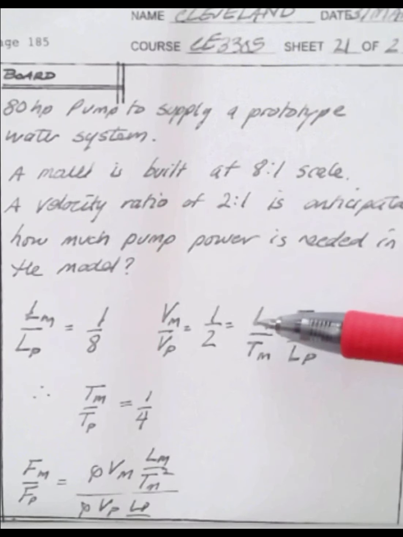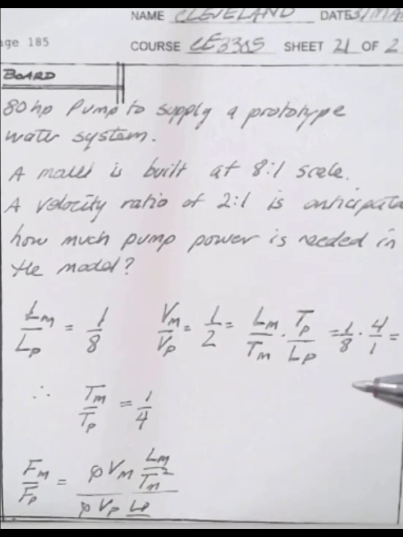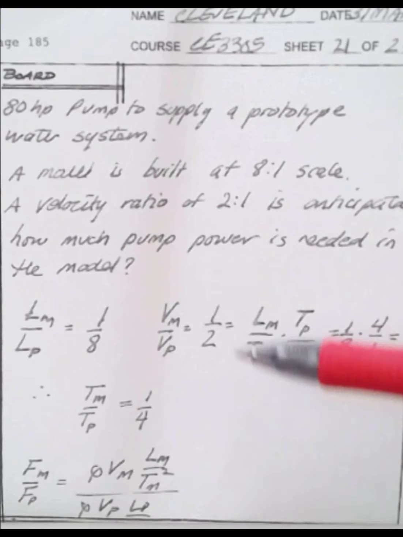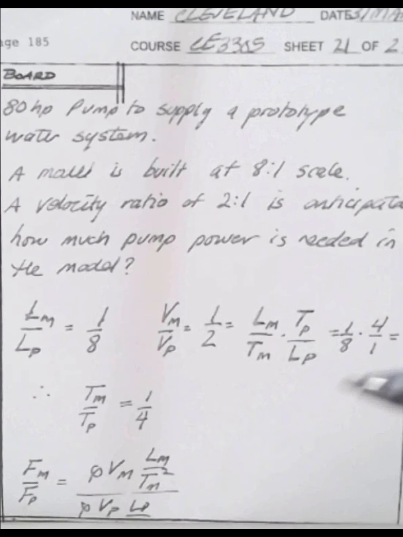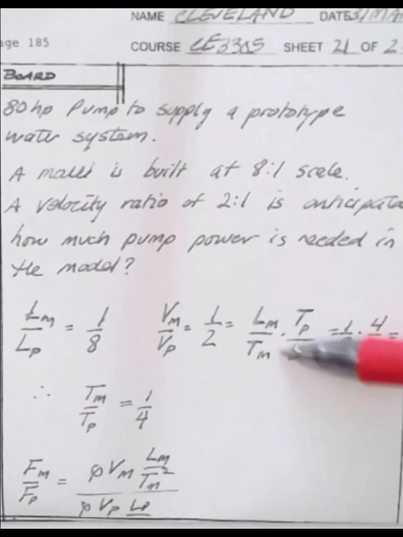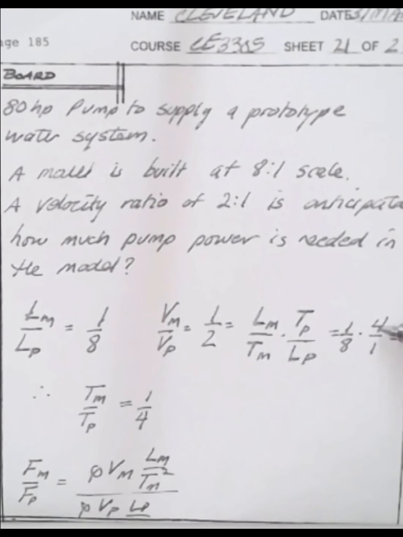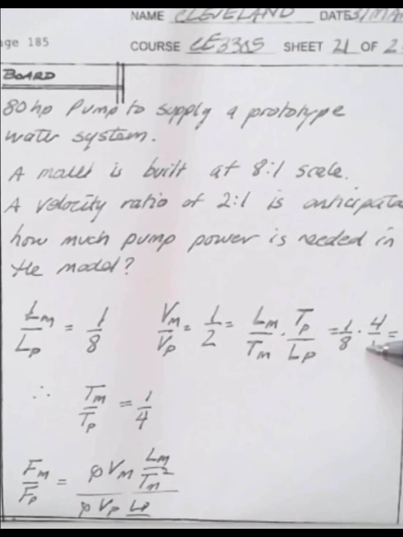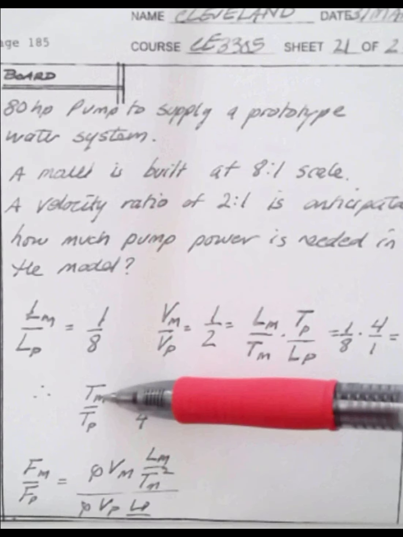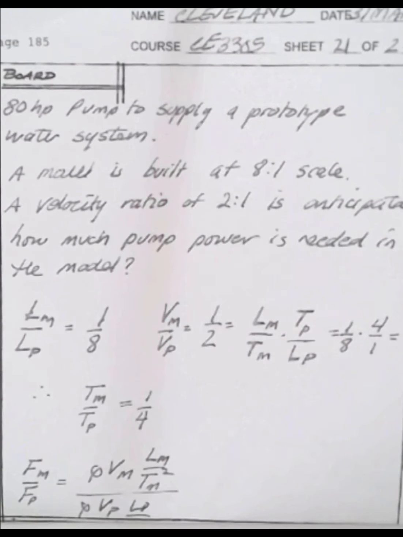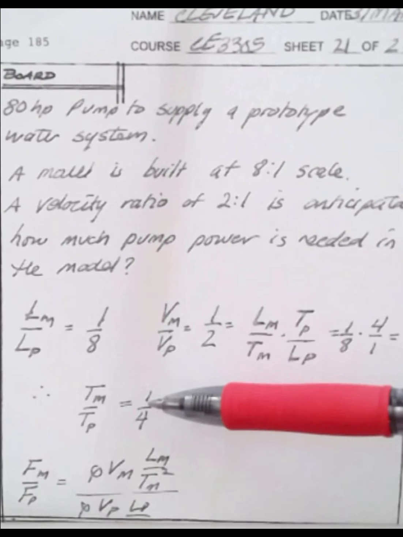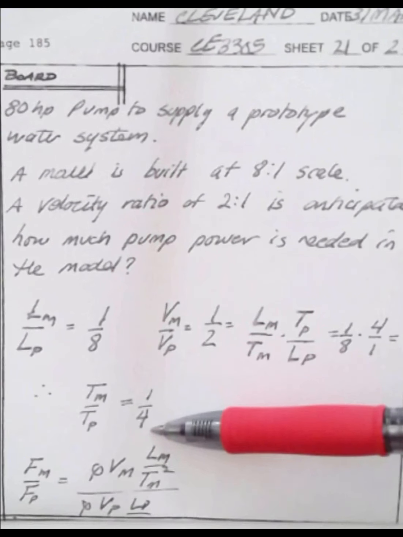That velocity ratio is length over time times length over time. So we have 1 over 8. We want to find the required time ratio, Tp over Tm, to make this product equal to a half. So we find out with the length ratio of 1/8, we need a 4-to-1 ratio to produce a velocity ratio of 2. And so that requires the time ratio, time in the model to time in the prototype, to have a 1-to-4 relationship. So what that means is every 1 second in the model represents 4 seconds at the full scale.